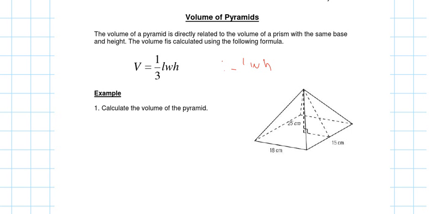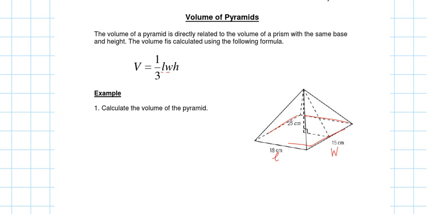The length and the width go to the length and the width of the rectangle or the square of the base. So if I'm looking at this rectangular base here, I have my length and I have my width. The height represents the height of the actual pyramid. It's not the height of the triangle, it's the height of the actual pyramid. It goes from the tip of the pyramid perpendicularly down to the base of the pyramid.